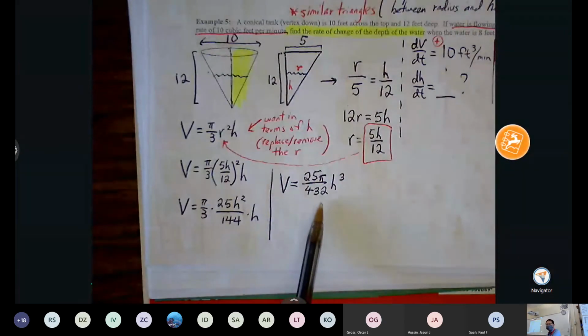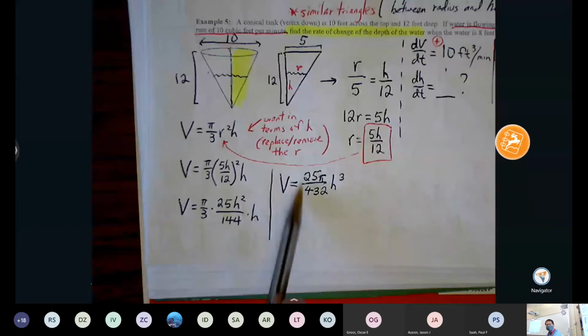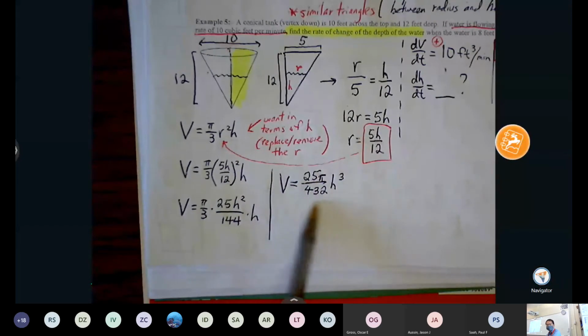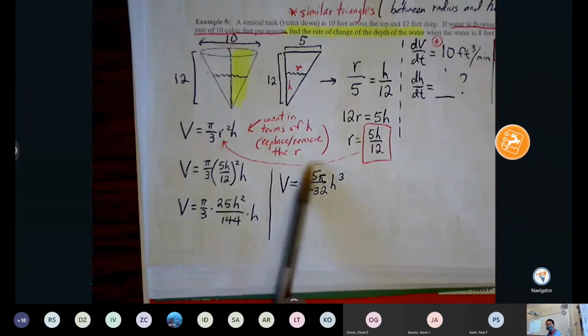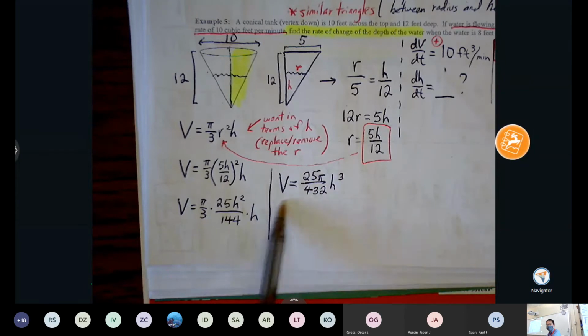Now, if you look at this, this is a lot cleaner than here. All of these you can find the derivative of, but this is going to be the easiest to do for derivative. That's just a number in front of h cubed. We just do a simple power rule for h. Okay, any questions up to this point? All right, let's find the derivative.